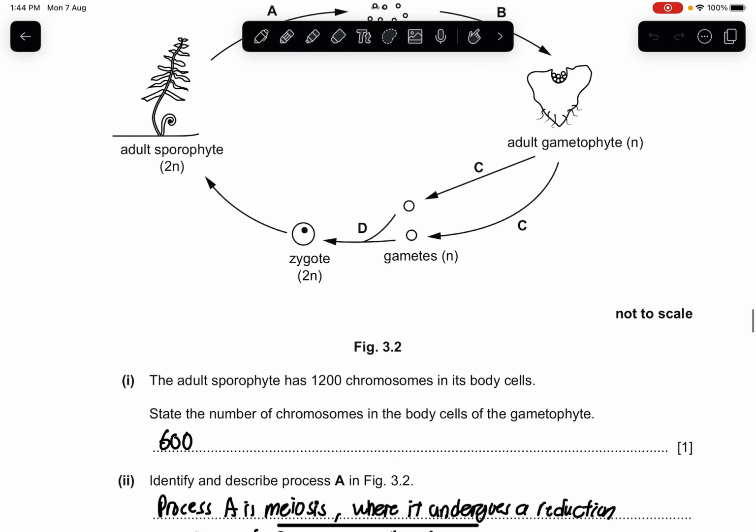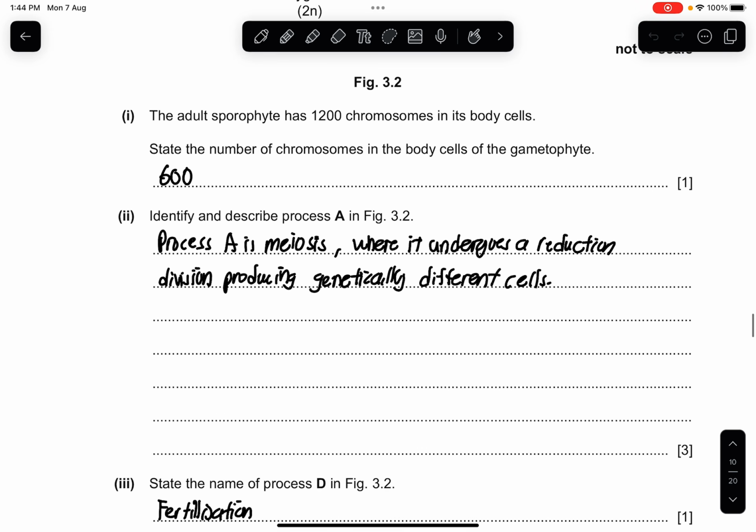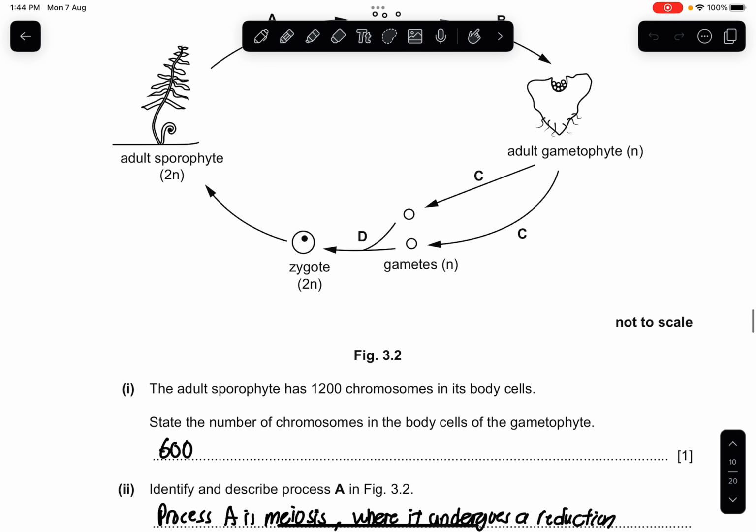So you can see, imagine that it's 1,200 chromosomes in the sporophyte, and when it's gametophyte, it's N only. So 2N to N is divided by 2. So 1,200 divided by 2, 600. Okay, identify and describe process A in figure 3.2.